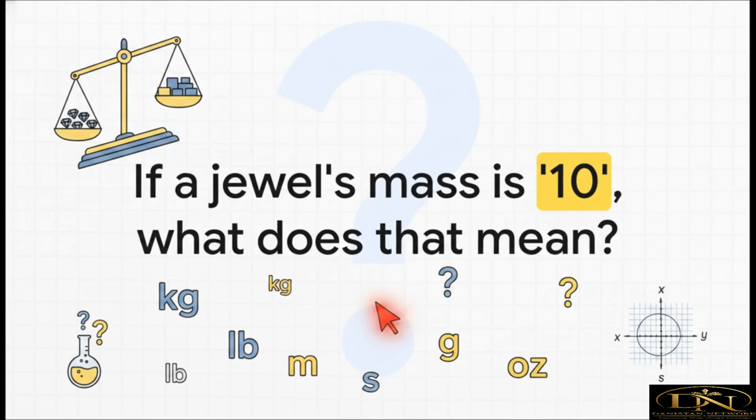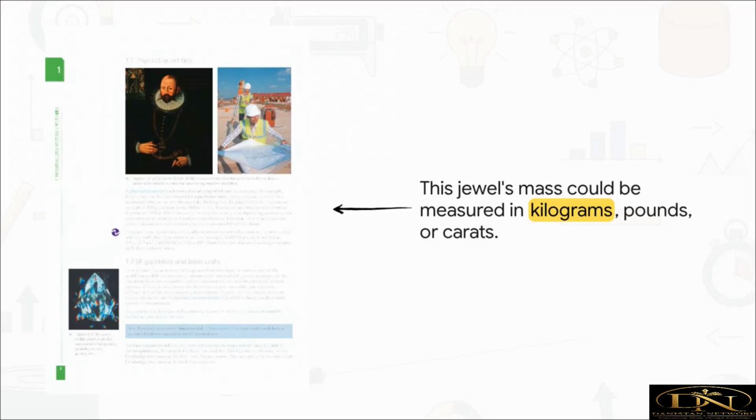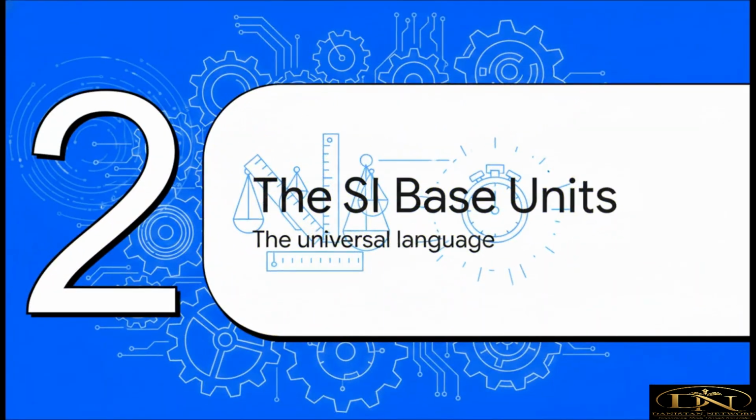Let's really dig into why that unit is so critical. Imagine someone tells you a joule has a mass of 10. What does that even mean? Is it heavy? Is it light? Without a unit, that number is totally useless. Exactly. That 10 could be 10 pounds, 10 carats, or 10 grains, and those are all incredibly different amounts. This kind of confusion is a complete non-starter in science, which is why a single, standardized system is just so essential. And to fix that exact problem, scientists all over the world came up with a universal language for measurement.